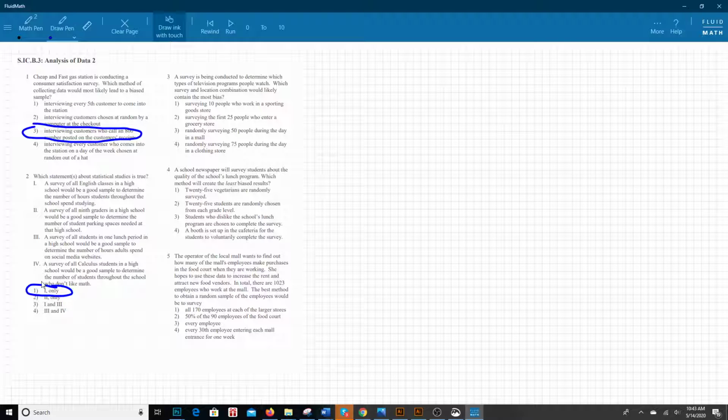Okay, remember this is about the type of programs people like to watch, right? Anything random, obviously, is not going to show much bias. So 3 and 4 are out. For 2, surveying 25 people who went to a grocery store, maybe if they were interested in the cooking channel, but this is about programs. I guess with the grocery store it's going to be people just getting stuff to eat. So the most bias would be entering the sporting goods store.